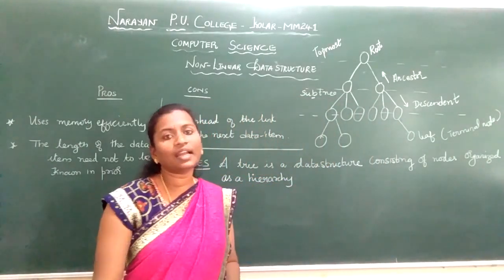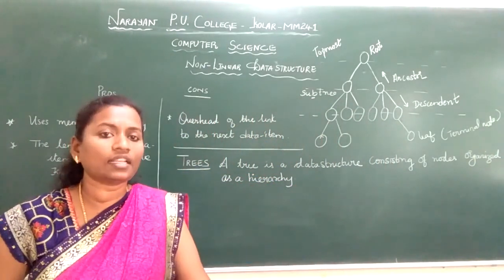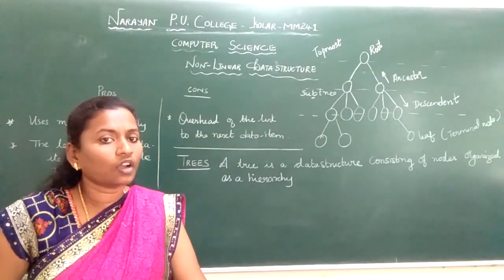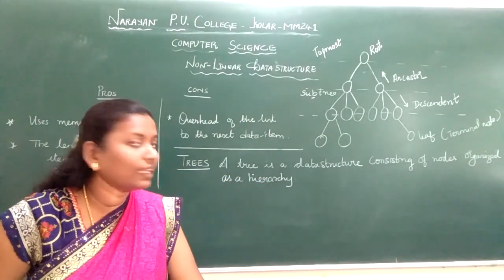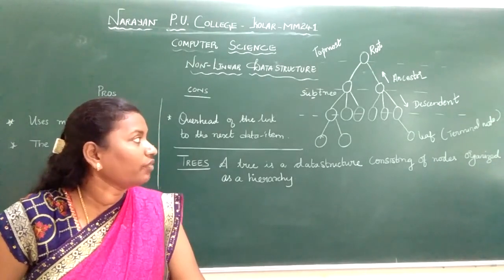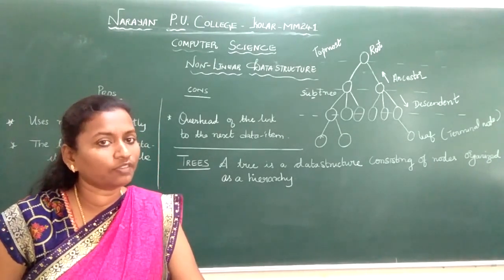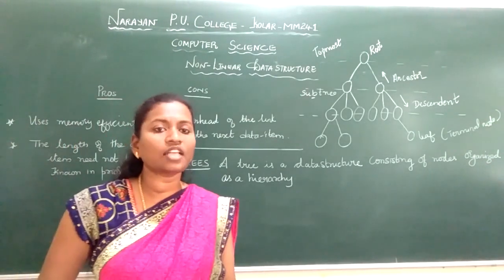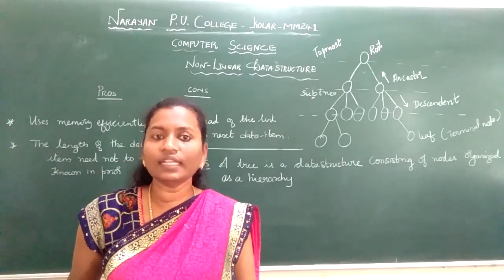So I repeat, a tree is a non-linear data structure in which all the data items are organized in a hierarchy. The topmost we call the root node, then we have subtrees, then we have child nodes as well as leaf nodes. The terminal one is called a leaf node. For 5 marks or 3 marks they will ask you the terminologies in this non-linear data structure.